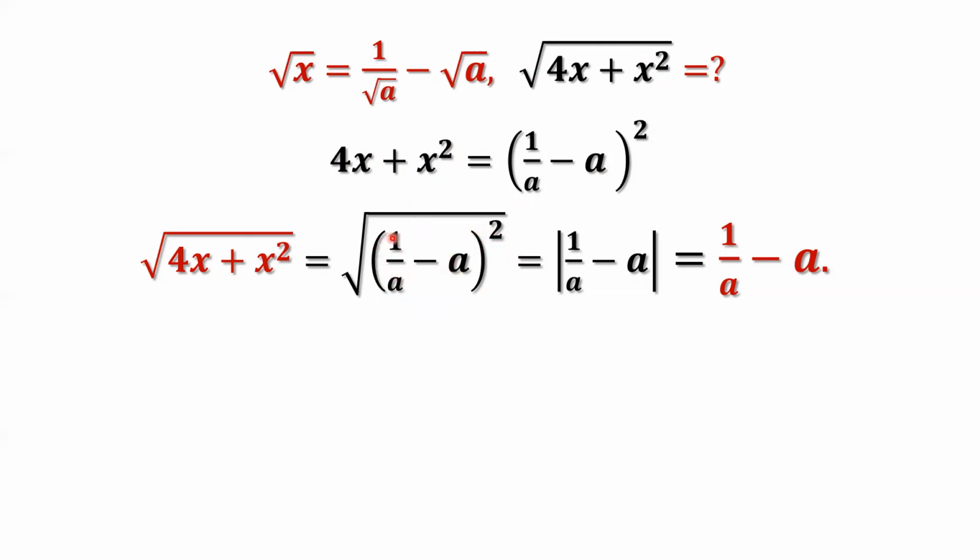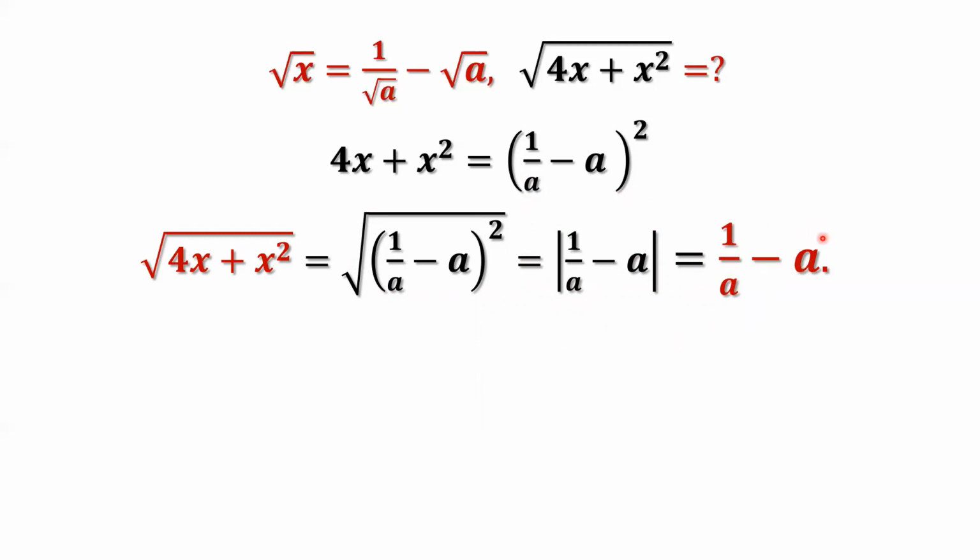No, because we have 2 possible answers. One is negative, one is positive. So the square root outcome cannot be negative, has to be positive. We always put absolute value sign here. If you have a value, you just plug in and take the absolute value. Now equals 1 over a minus a.